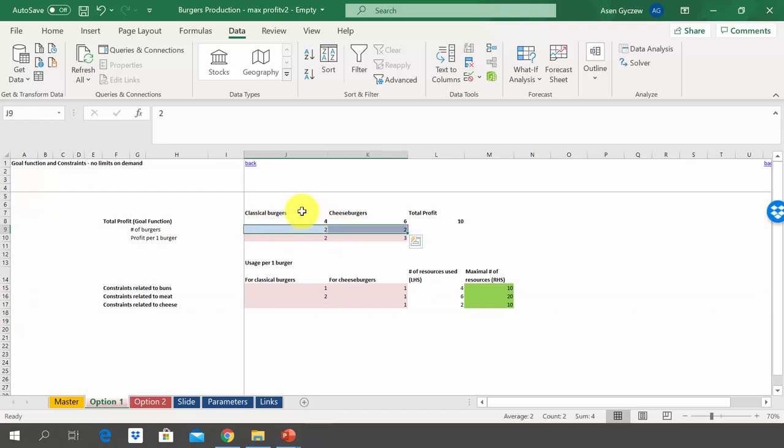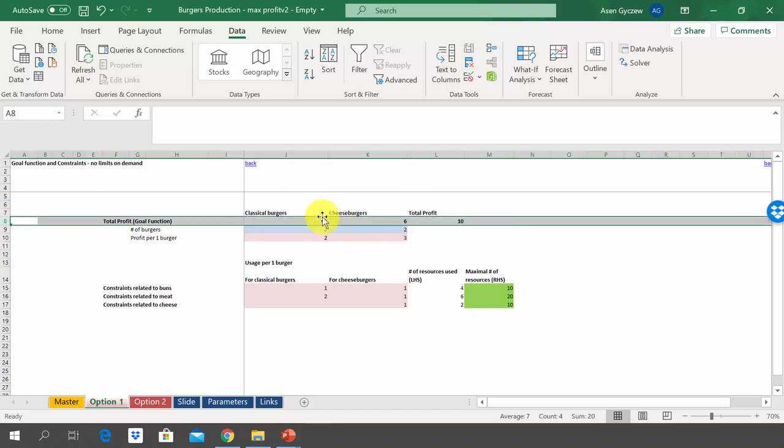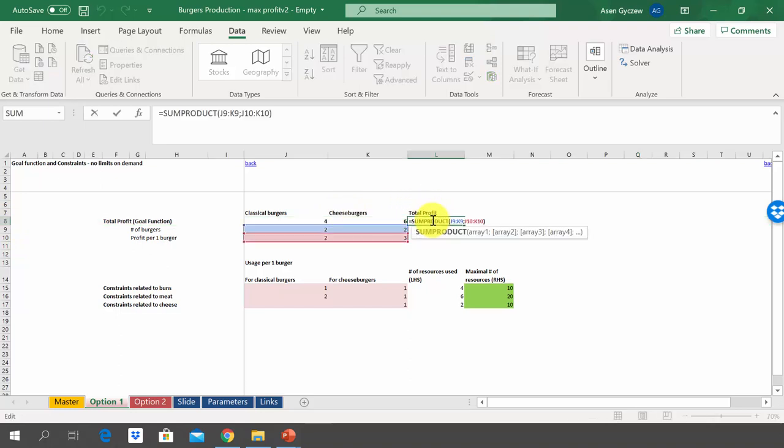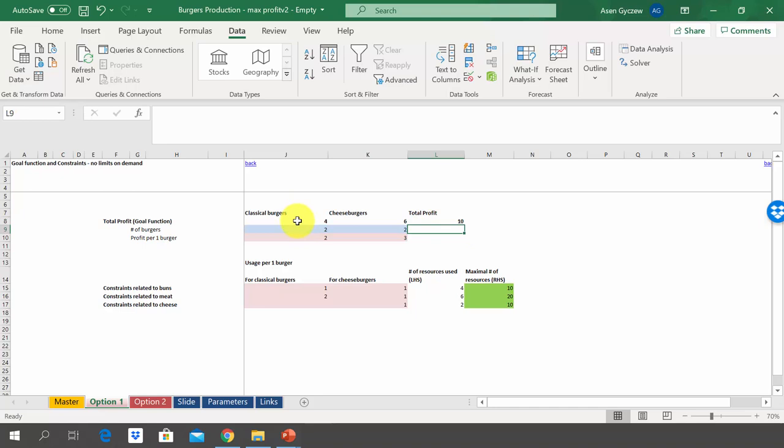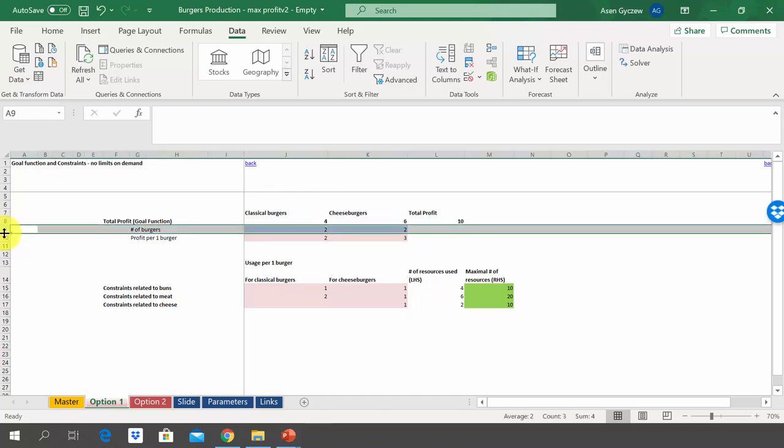So the number of classical burgers, our Z, and then in K9, we've got the Y, in other words, the number of cheeseburgers. We first calculate the goal function, which will be the total profit generated by the company, and we calculate it in L8. This will be a sum of the profit from selling classical burgers and the profit coming from selling the cheeseburgers. Obviously, the classical burger profit is calculated the way we did it in the previous lectures, so we simply multiply the number of burgers by the profit per one burger.